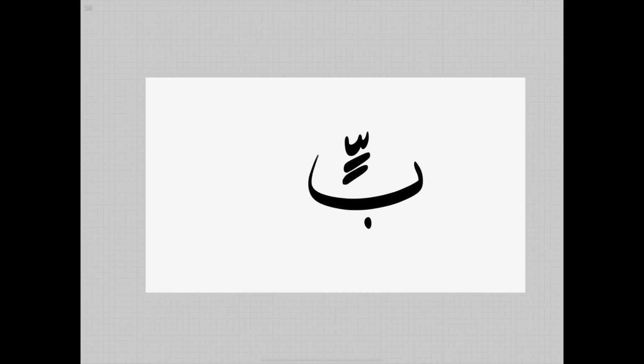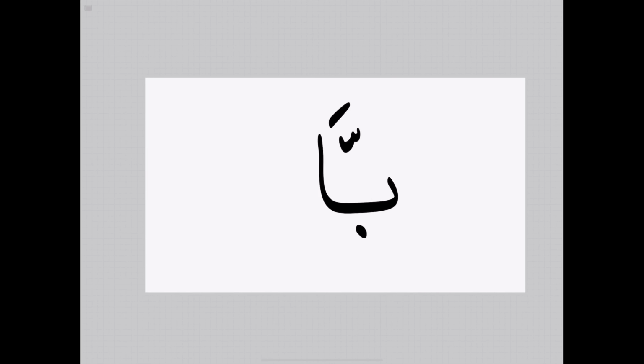How do you pronounce this? Bin, bin. How about this one? Ibun, ibun. And how about this one? Ibban, ibban. And because we have a tanween, this could only take place at the end of a word. All right?